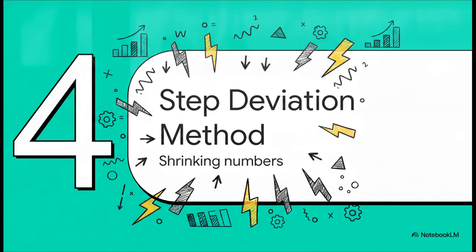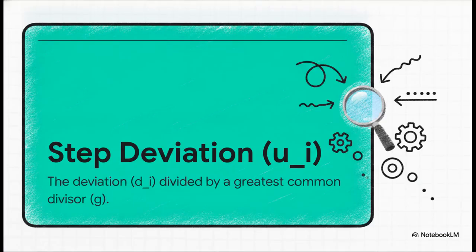Section 4. Mastering step deviation method, shrinking numbers further. Enter our final and absolute most powerful mathematical upgrade from our toolbox, the step deviation method. This brilliant technique reduces our manual calculations to the absolute minimum. Let's see how this builds upon what we just learned.